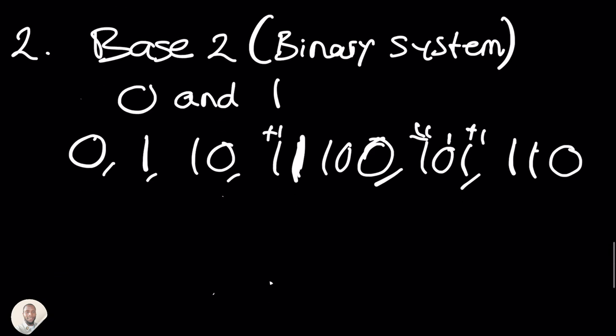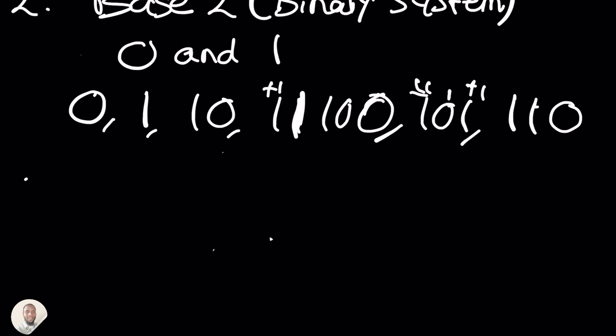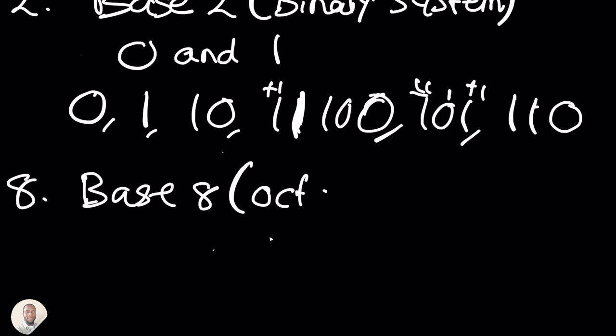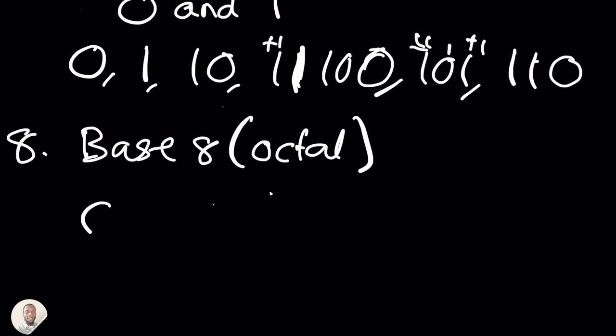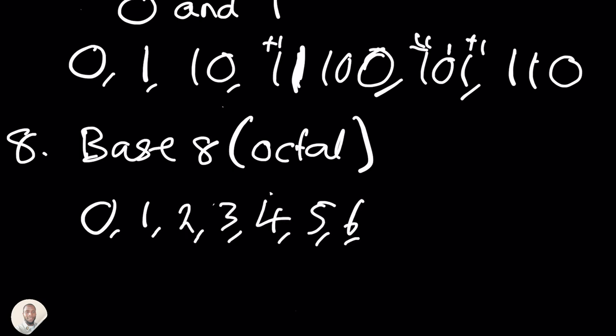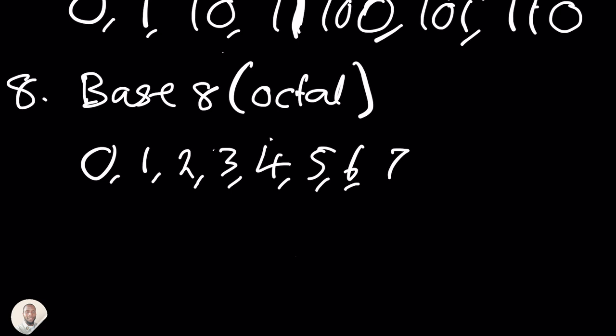Next is the base 8. Base 8, which is also known as what? Octal. Also known as octal. Now, base 8 is used in computing. Only 8 digits are allowed, and these digits are 0, 1, 2, 3, 4, 5, 6, 7. Okay, that's all. Right? The next number after 7 is 10. Right? So let's count in base 8 and see how it looks like.